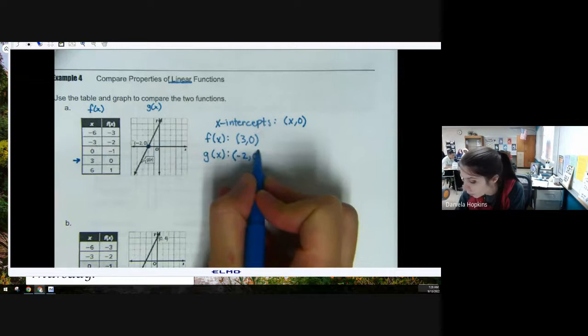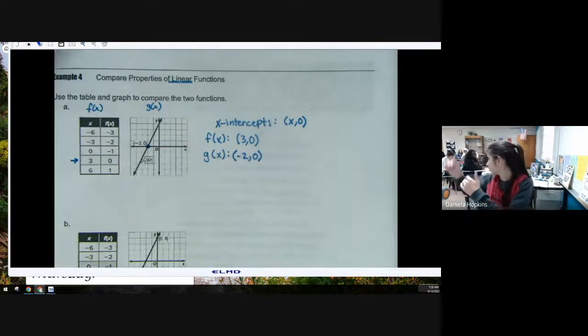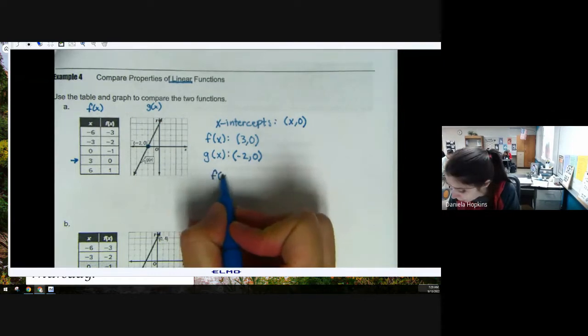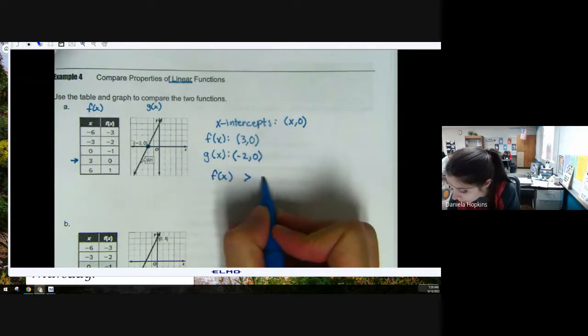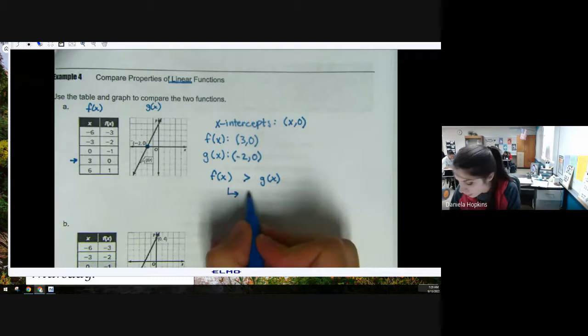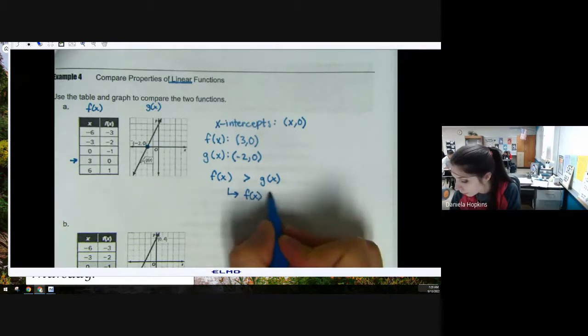So this would be like one question on your Go Formative where there are two fill-in-the-blanks. But then the next question, which is like a separate question, is basically which one's bigger or smaller. So in this case, we can say that f of x is greater than g of x. And I'm talking about their x-intercepts, in terms of what that means, f of x is farther right.